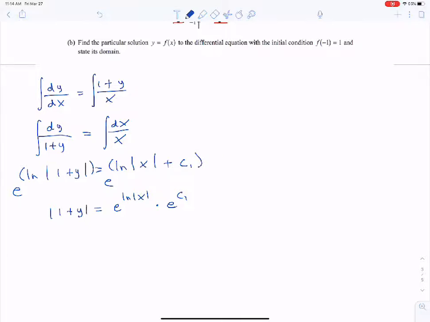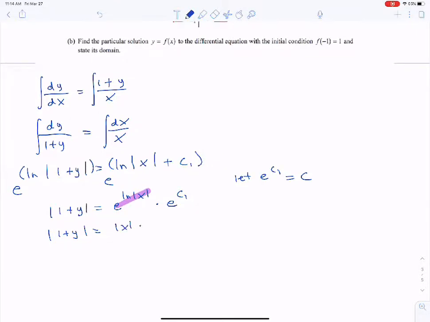So, from here, I'm going to get 1 plus, well, actually, yeah. No. So, just a quick note, I'm going to let e to the c1 equal just some c. So what I'm going to get is 1 plus y equals, I think you guys would agree, this whole thing just evaluates to the absolute value of x, and I'm still multiplying it by some e to c. So now I get 1 plus y equals c times the absolute value of x.